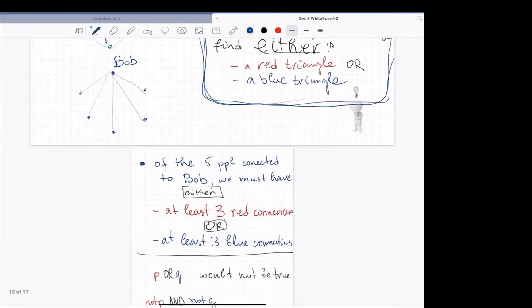So you have 5 of these gray guys here emanating from Bob. You have 5 possible connections. Each one of those 5 can be either red or blue.